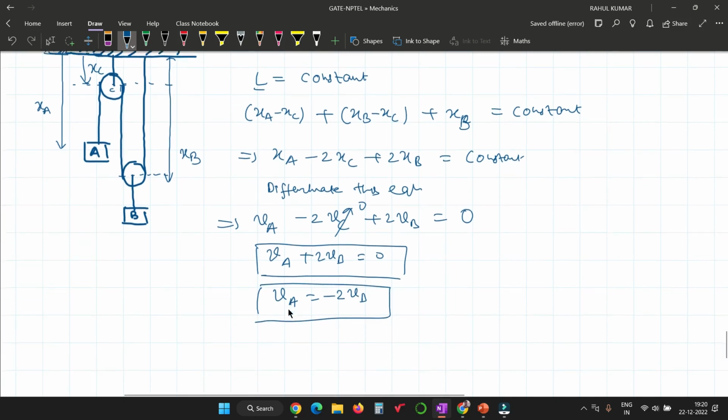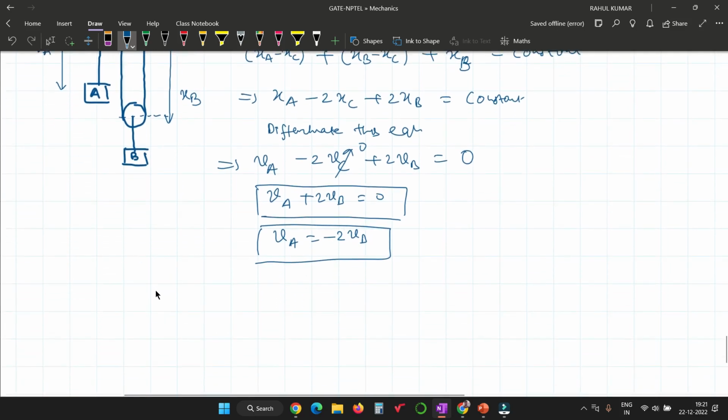So if this block is moving downward, then this block has to move upward, but with 2 times the velocity of this block. And also you can get the relation between acceleration. Now again differentiate, and you will get AA equal to minus 2 times AB.